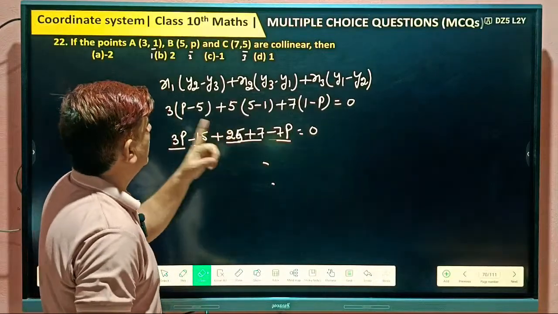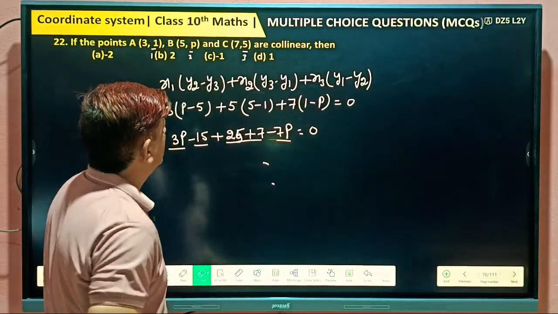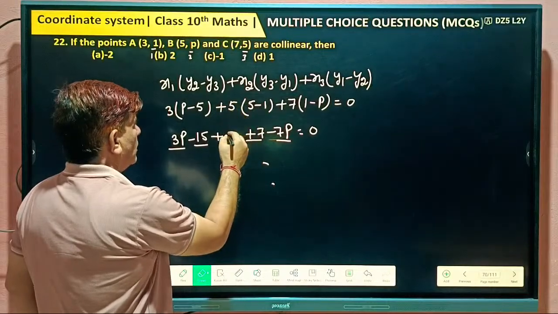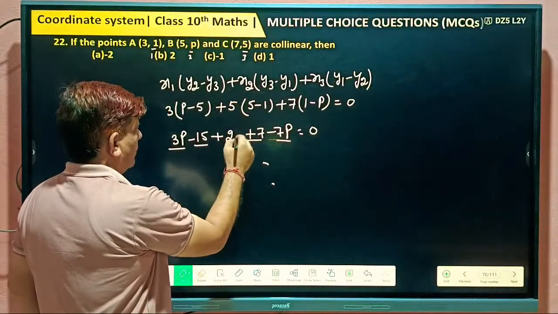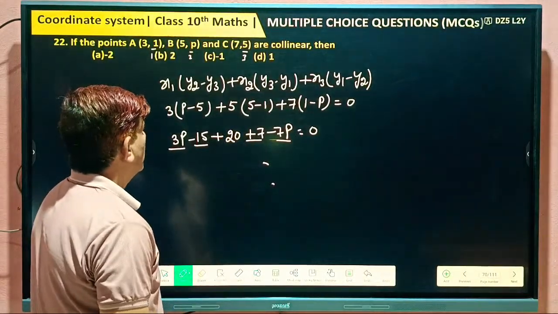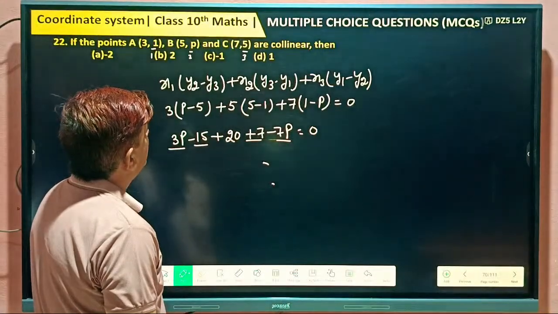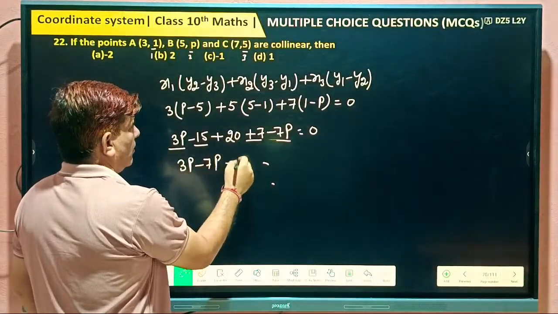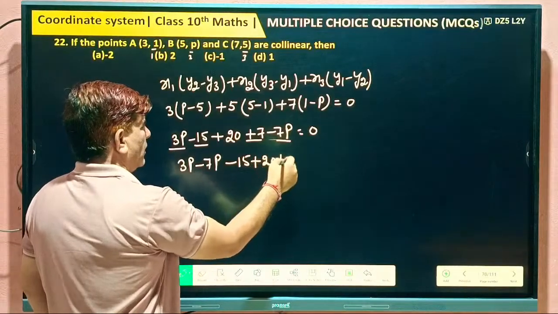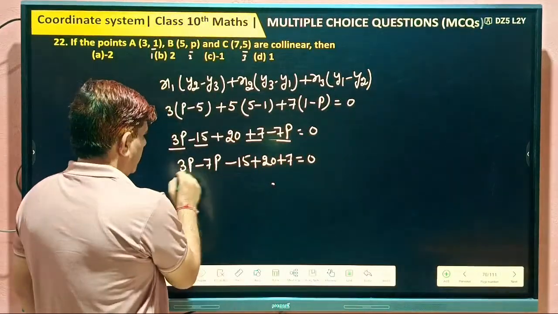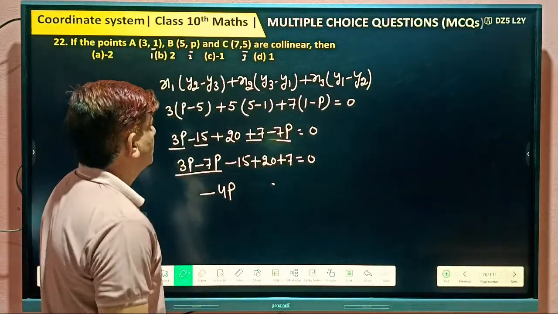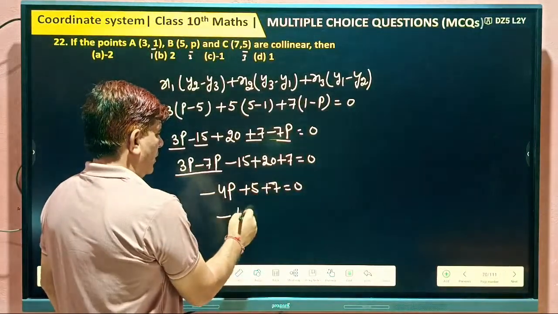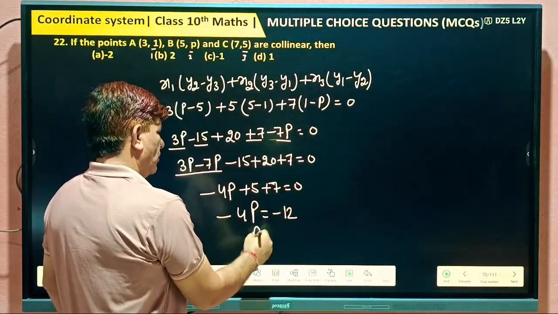3p minus 15, 25 minus 5. Okay, that's written directly. 5 minus 1, 4, 5 fours are 20. 7p minus 7p. So how much? 3p minus 7p minus 15 plus 20 plus 7 equal to 0. So how much p? Minus 4p plus 5 plus 7 equal to 0. So minus 4p equal to minus 12, p equal to 3 coming.